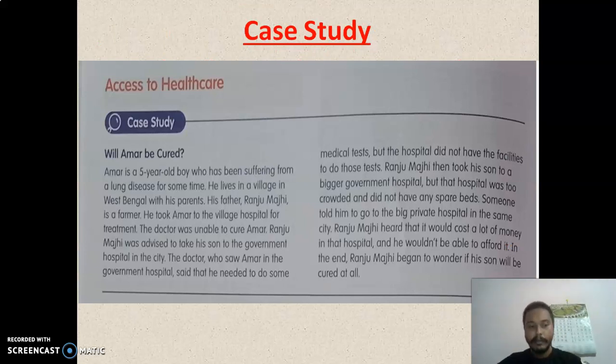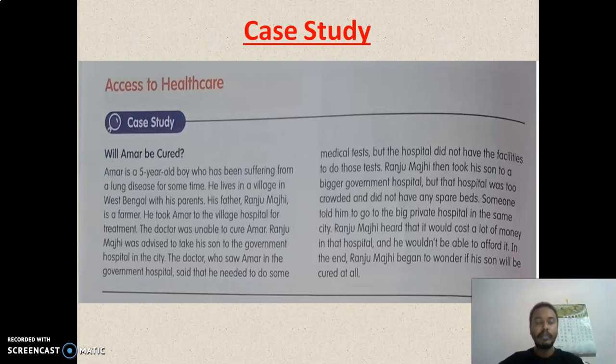A boy named Amar, 5 years old. His father is Ranju Maji. He is a farmer from West Bengal. Amar is suffering from a lung disease. So Amar's father takes him to a village hospital where the doctors say, I cannot treat him because we do not have the facilities. Take him to a city hospital or go to the town. So Amar's father takes him to the town.